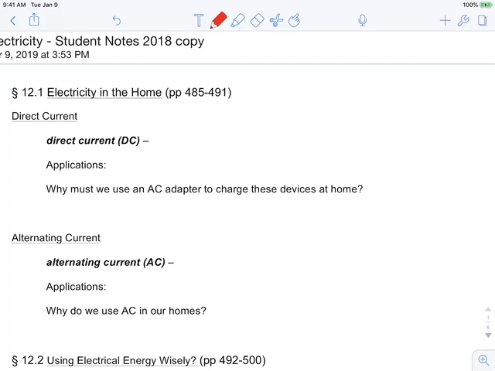This is section 12.1, so we're going to be looking at a little bit of using electricity in the home and how much that kind of stuff costs. So we're going to be starting with direct current and alternating current. And yesterday, somebody even asked me, sir, what's the difference? What's this DC? What's this AC? And today we're going to get into that.